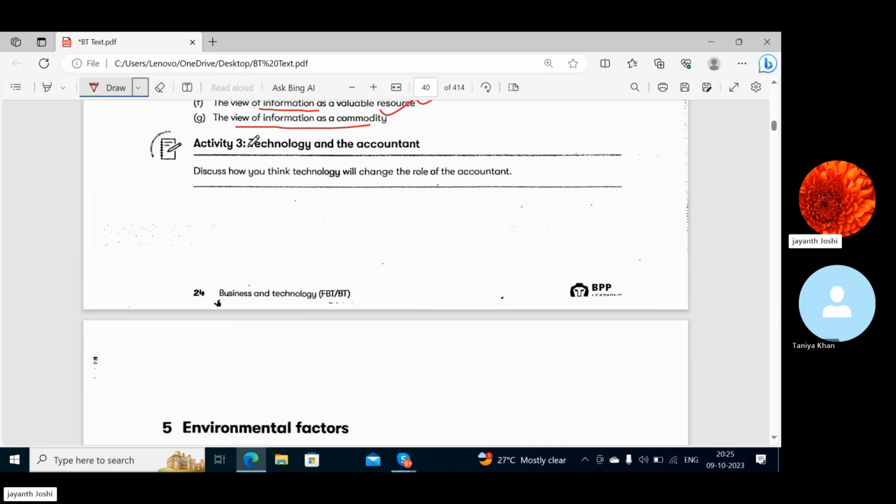So discuss how you think technology will change the role of accounting. This is the homework for you. This is such an activity whereby I don't think my intervention is required, because you are studying an accounting course whereby you may be in a very good position to answer this. The question: discuss how you think technology will change the role of accountant. So how can the technology change the role of accountant, some points.